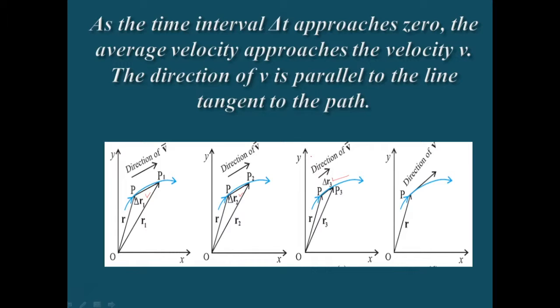The direction of the average velocity, v bar, is shown in figures A, B, C and D, for three decreasing values of delta t, that is delta t1, delta t2, delta t3. So delta t1 is greater than delta t2, and delta t2 is greater than delta t3. As delta t tends to 0, delta r also tends to 0, as you can see in the fourth figure, and its direction is along the tangent of the path.